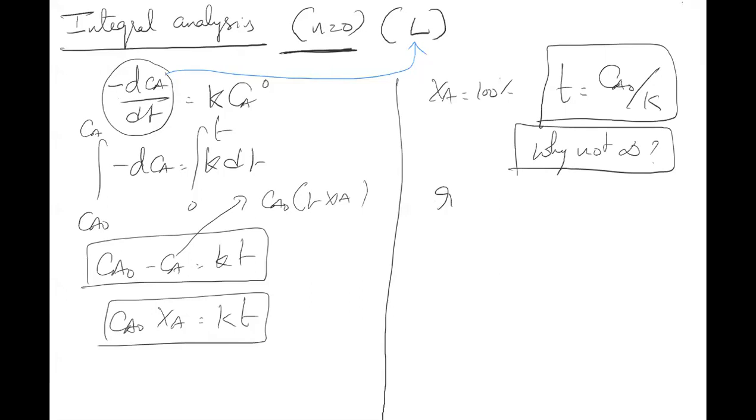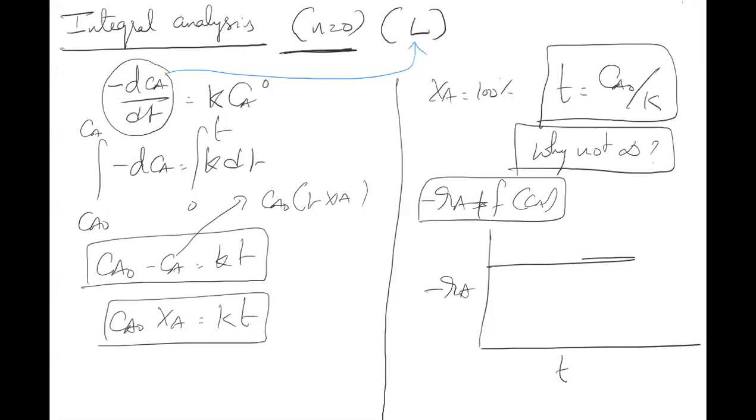Because the rate is independent of concentration, because it is zero order, no? If I plot rate with respect to time, it is constant. It doesn't depend upon concentration. Now my concentration with respect to time.